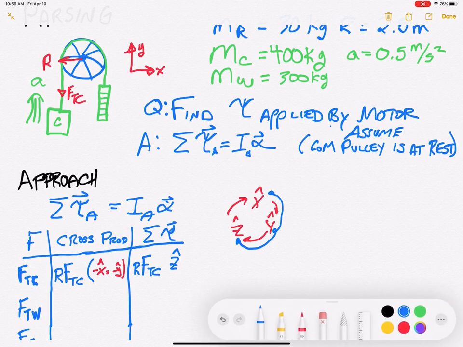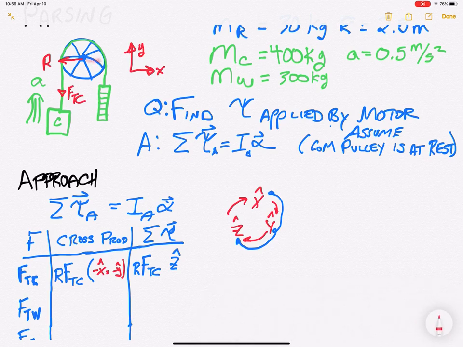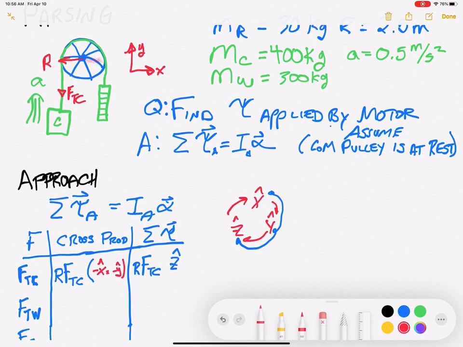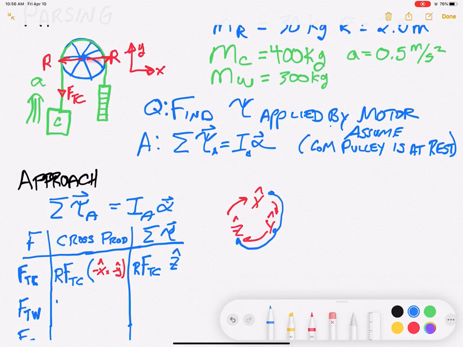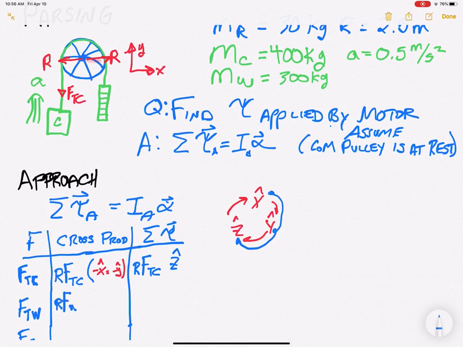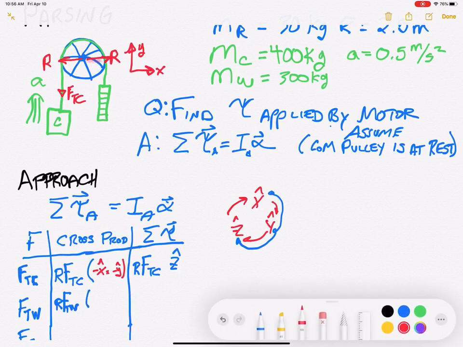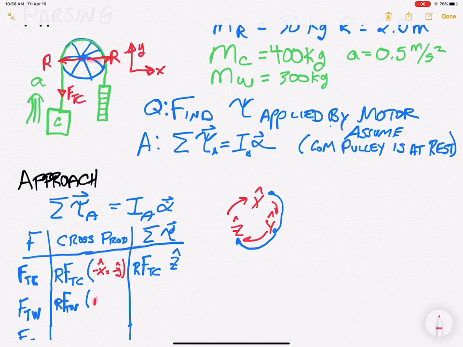The tension of the counterweights, R comes out this way in the positive x direction. So we get R, the counterweights' tension, and then we get R as a positive x hat crossed into a negative y hat.